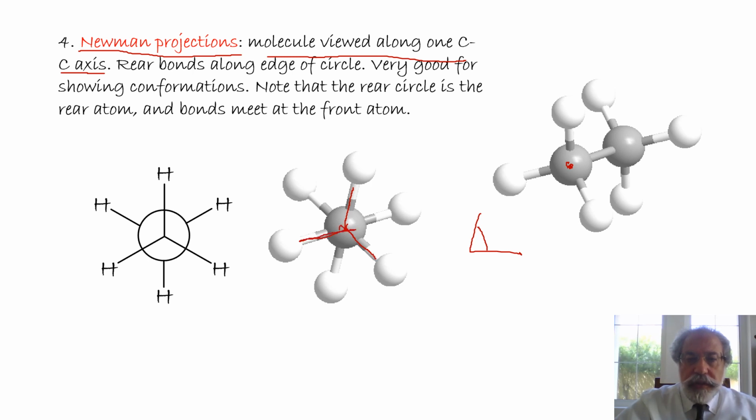This front atom. The one in the back is not showing. You do the circle, and then you show the bond in the back. So these are the front carbon, and these are the hydrogen connected to the carbon in the back.